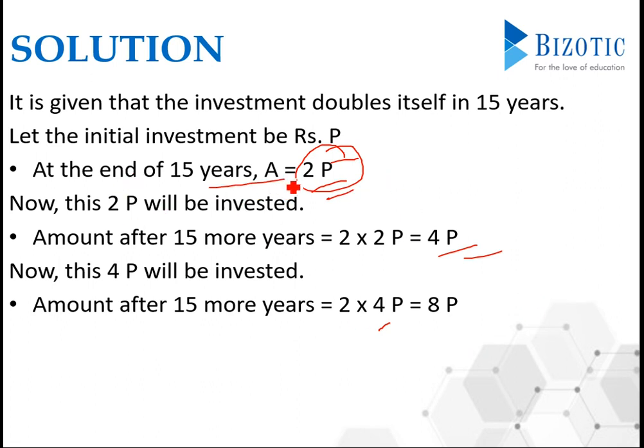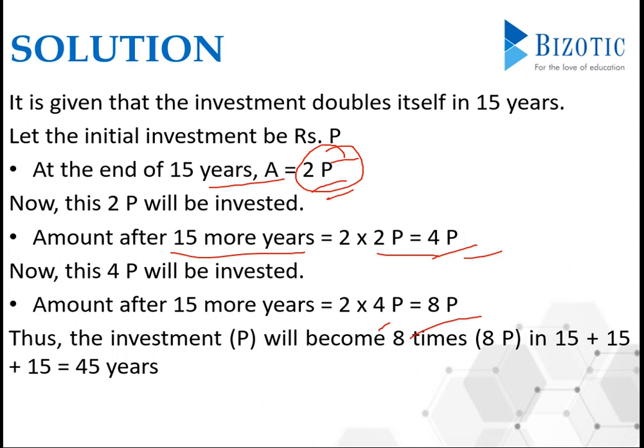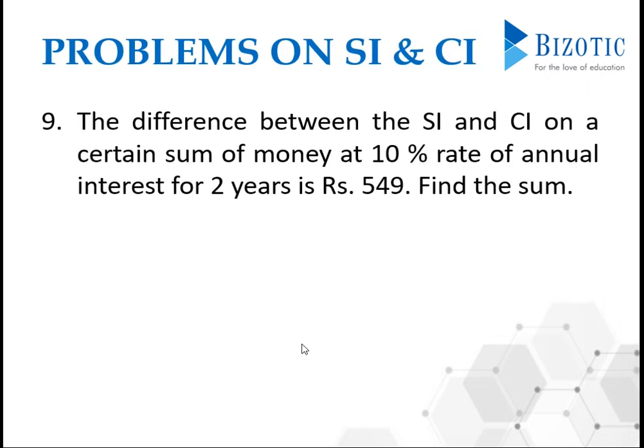So first 2P in 15 years, 4P in another 15 years, 8P in another 15 years. So add all of them: 15 years plus 15 years plus 15 years, 45 years. An amount with a constant interest will reach 8 times the same amount in 45 years. So your answer will be option C, 45 years. This was very easy, but you have to follow the methods. So let's go on to the next problem.